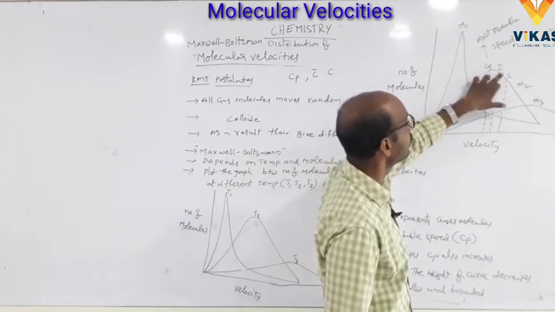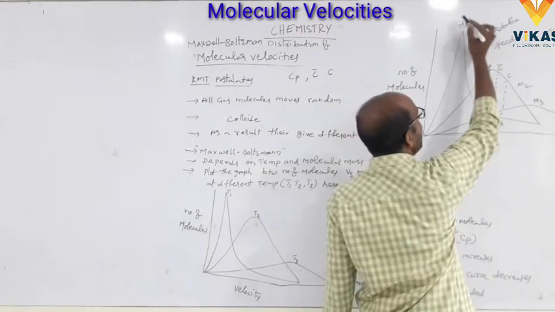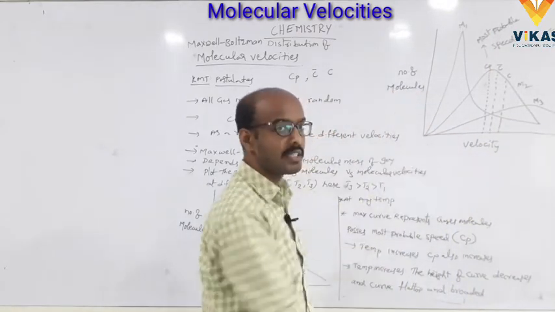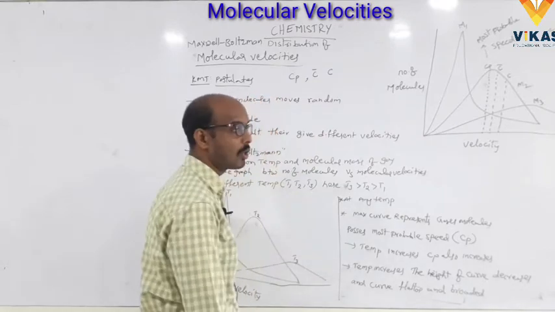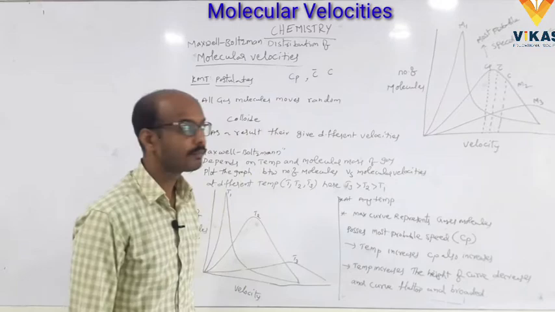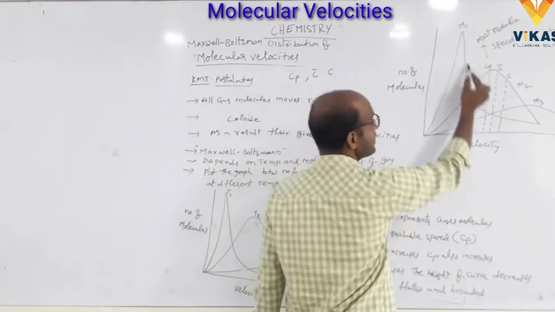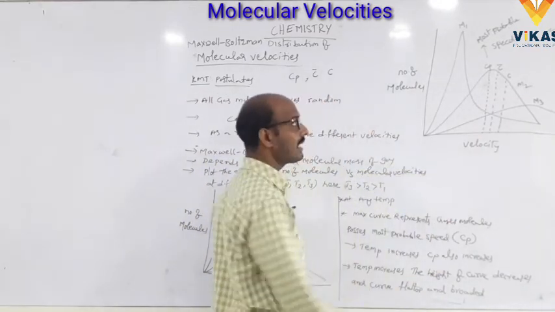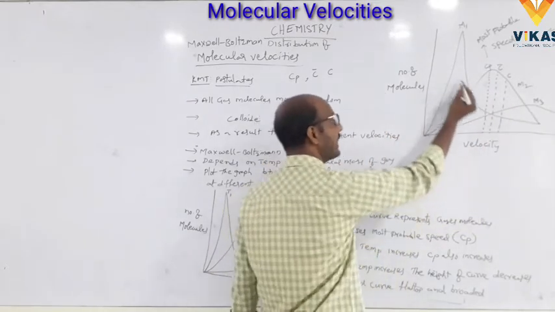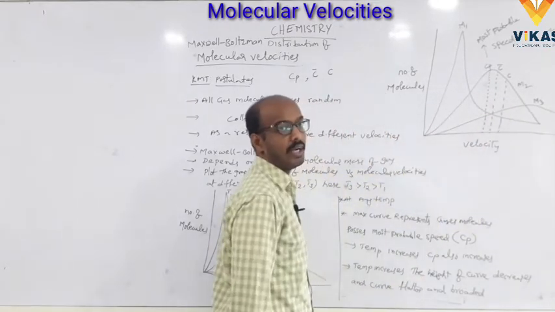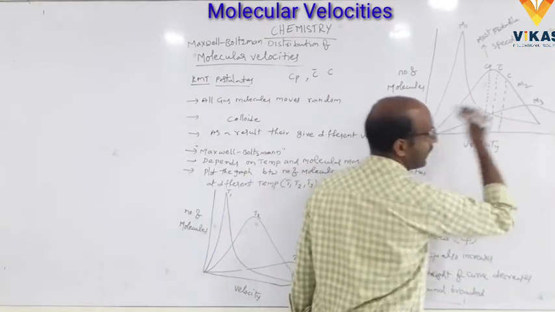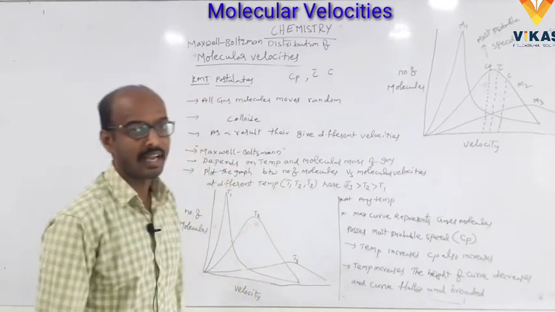at different molecular masses m1, m2, m3. The maximum of the curve represents the speed possessed by the maximum number of molecules. It is called most probable speed. As the temperature increases, if the molecular mass increases, the height of the curve decreases, and finally it is flattened and broadened along the velocity line.